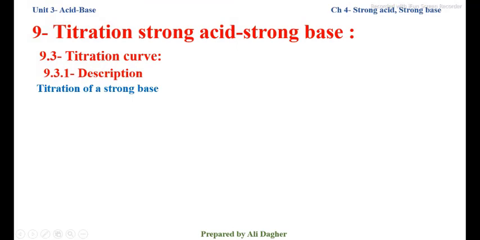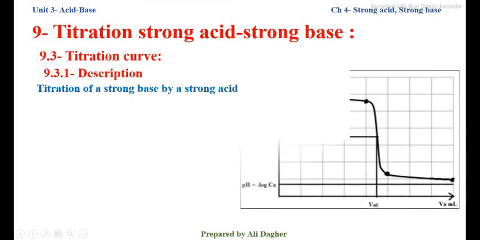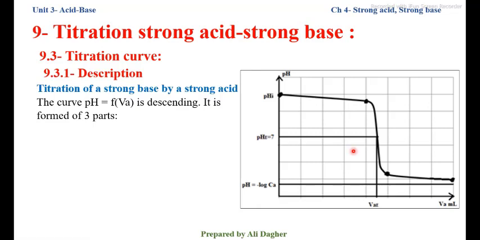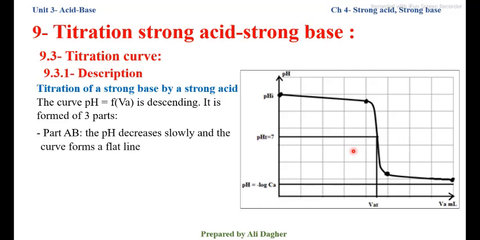Titration of a strong base by a strong acid. This is the curve representing the graph representing the titration of strong base by strong acid. The curve pH equal function of VA is descending. It's formed of three parts. Part AB, pH decreases slowly and the curve forms a flat line.